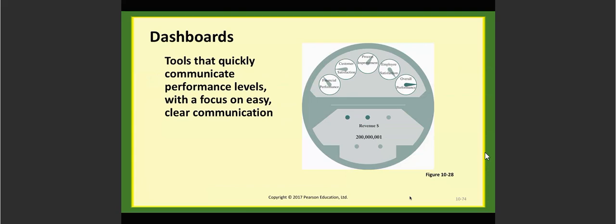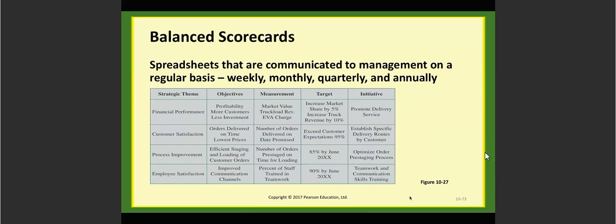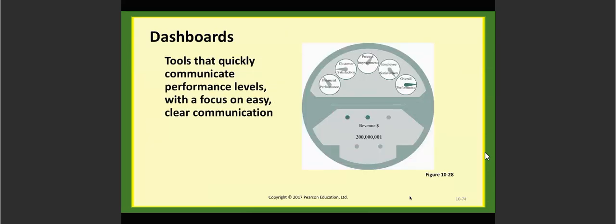Dashboard allows you to see, it is like a balanced scorecard, but in a graphical way. Where is your current standing, right? Performance level with a focus on easy, clear communication. So you can see, it's like your car, kan? You tengok, oh, financial performance kat sini, customer satisfaction, overall performance, employee satisfaction, where they are. So sekali pandang aja you dah tahu, right?